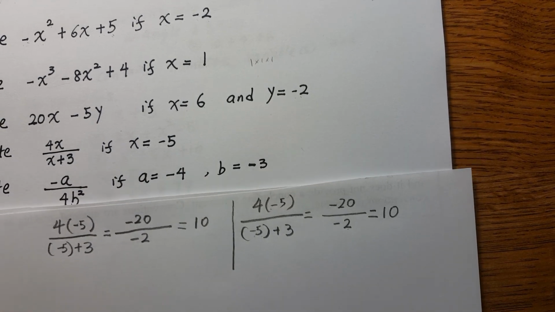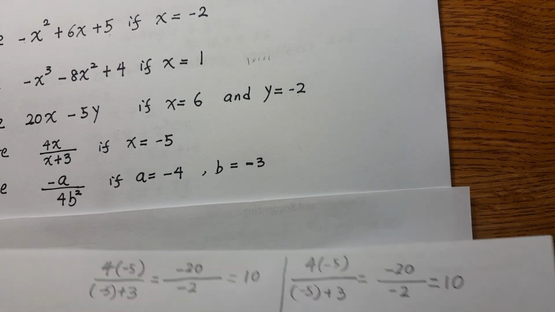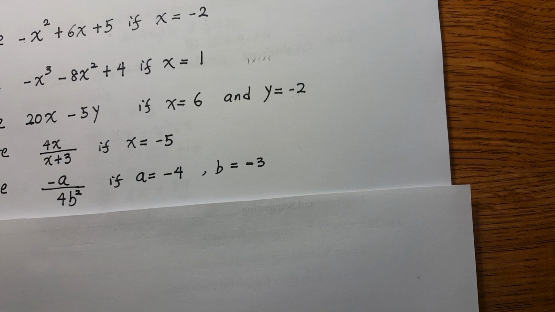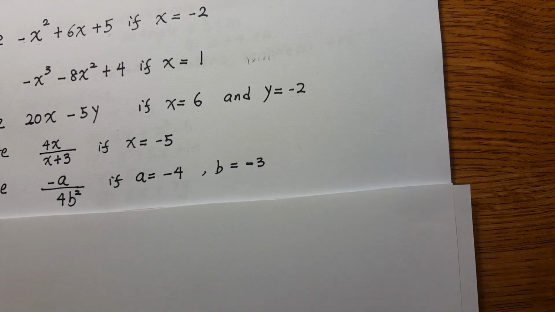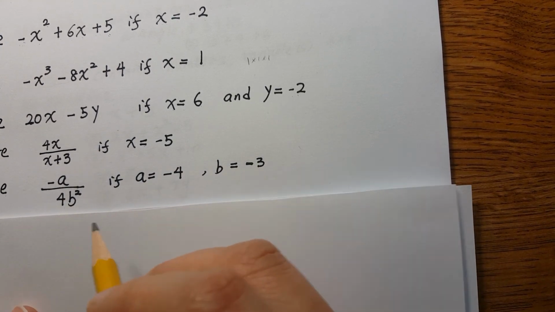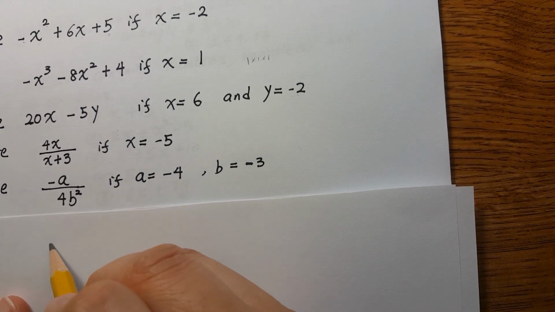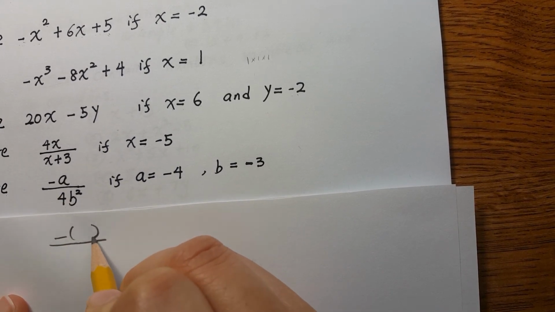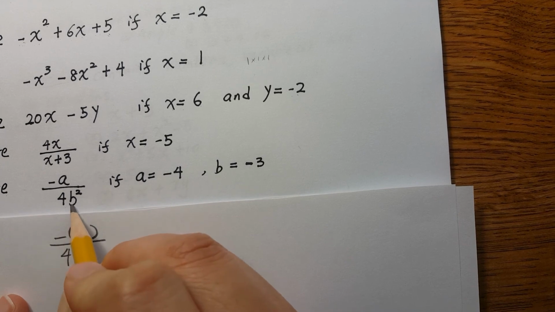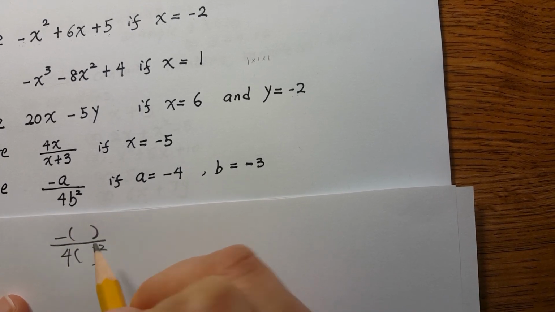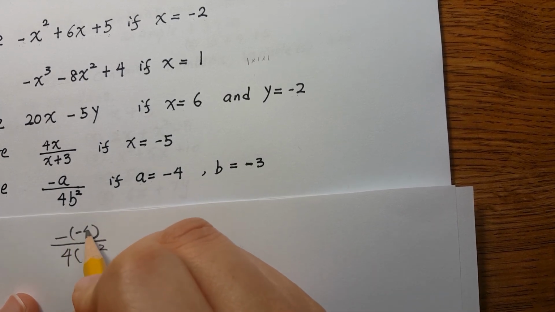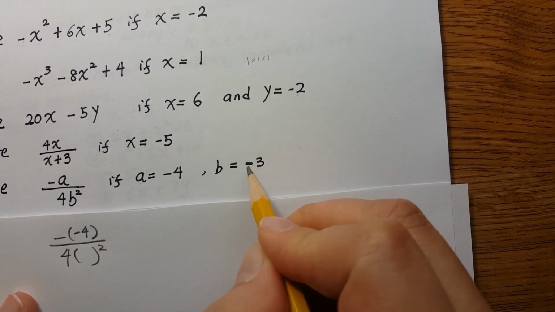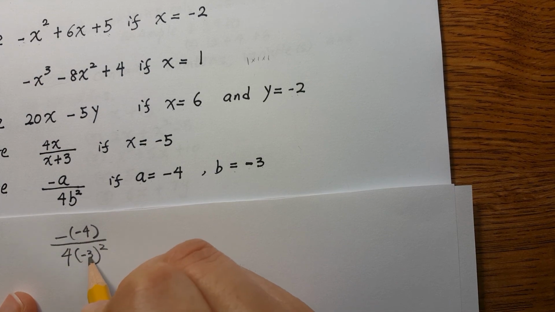Let's go to the very last question, number 6. Number 6, we have a fraction also. So we got -8 divided by 4b squared. So when you see variable, you put parentheses. And then you have 4b squared, so parentheses square. So a equal to -4, so we substitute -4, and b equal to -3, then we put -3.